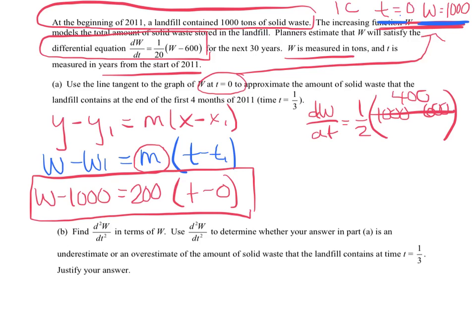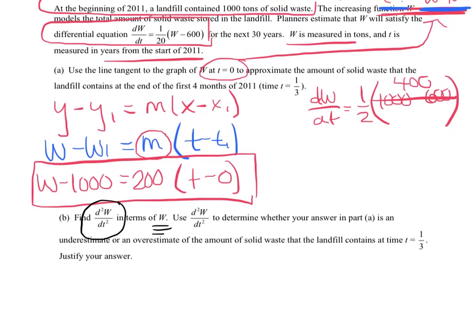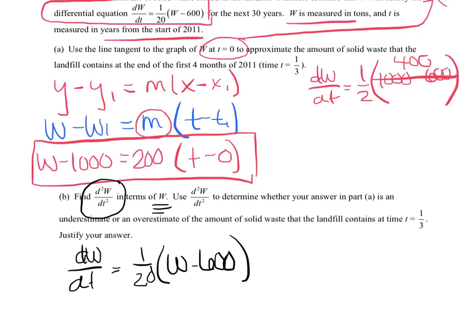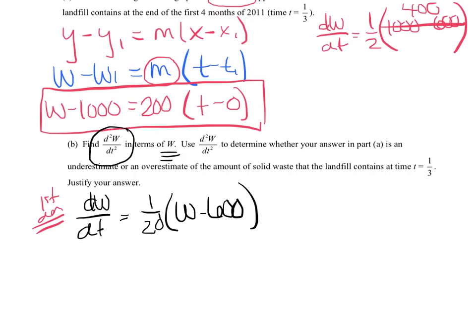Part B. Find the second derivative of W in terms of W. So that means we only want to see W in our equation. I'm not going to read any further, I'm just going to start with that. dW/dt equals 1/20th (W minus 600). Keep in mind, this is the first derivative, dW/dt. Basically, all we need to do is take its second derivative. Some people are going to try product rule or something silly here. I'm just going to take this and distribute it. This is really W over 20 minus 600 over 20.